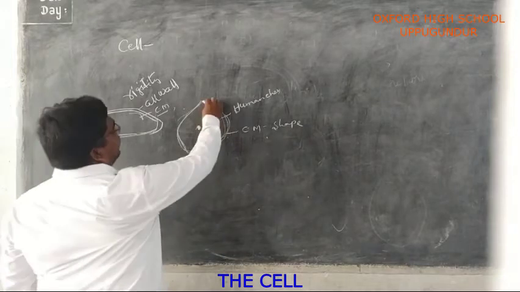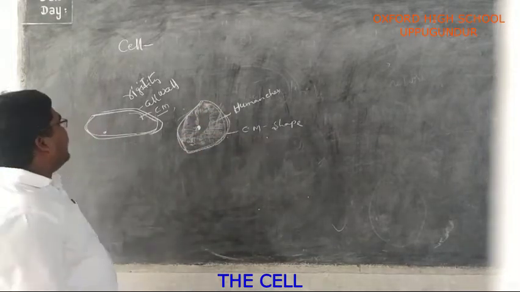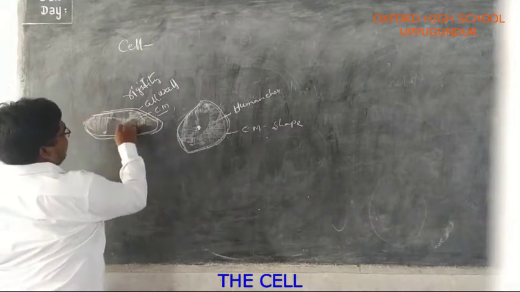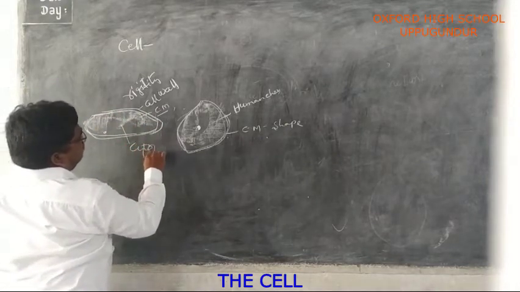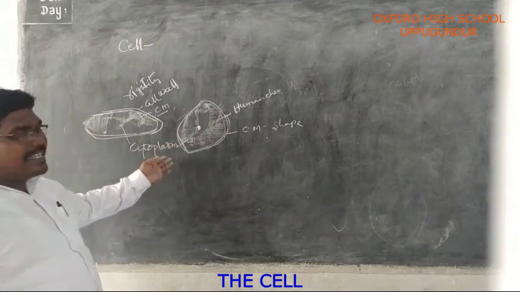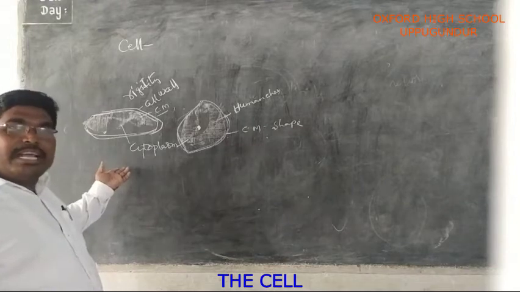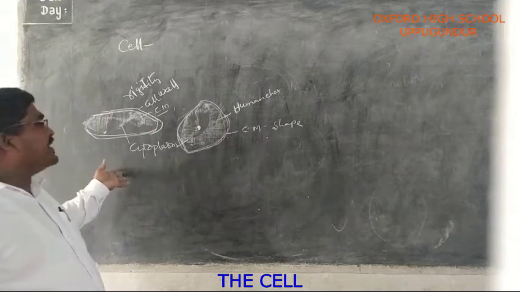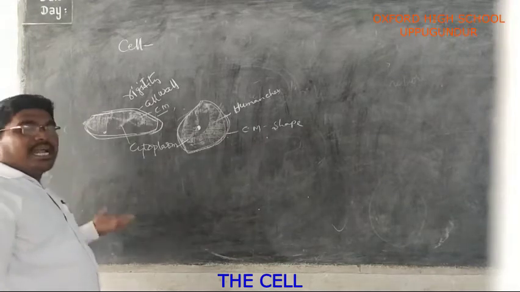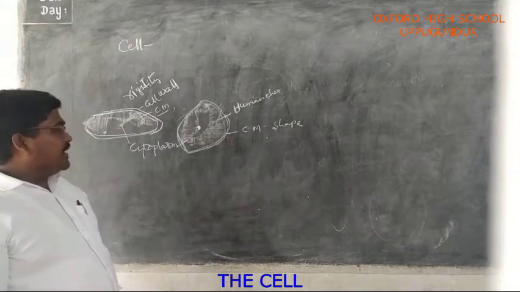The jelly-like substance that is present inside the cell is called cytoplasm. Different types of structures are present in the cytoplasm. Those are called cell organelles. What are those? Cell organelles.